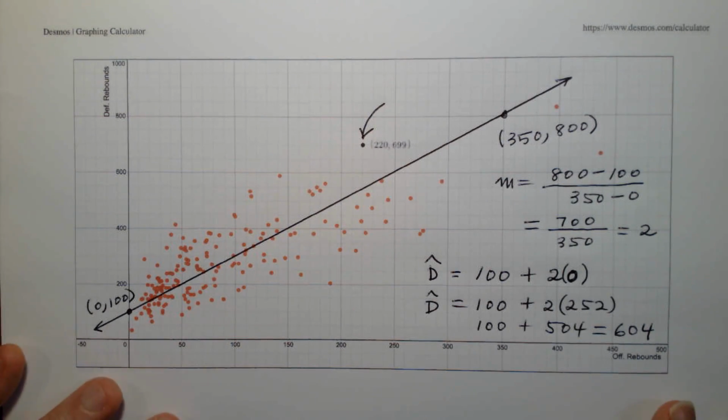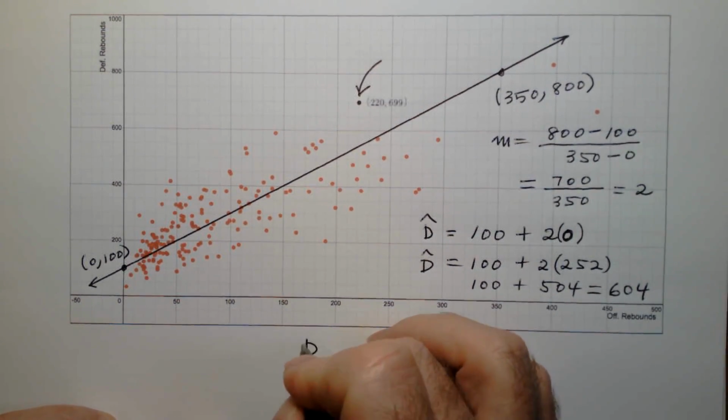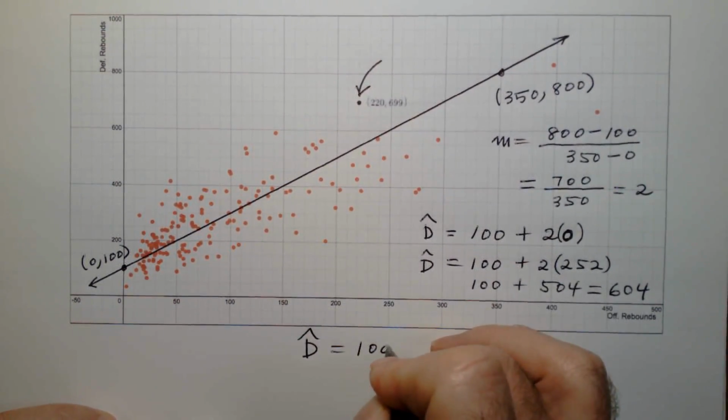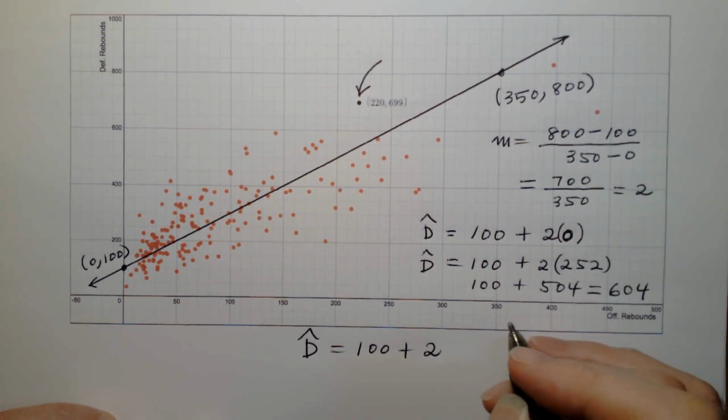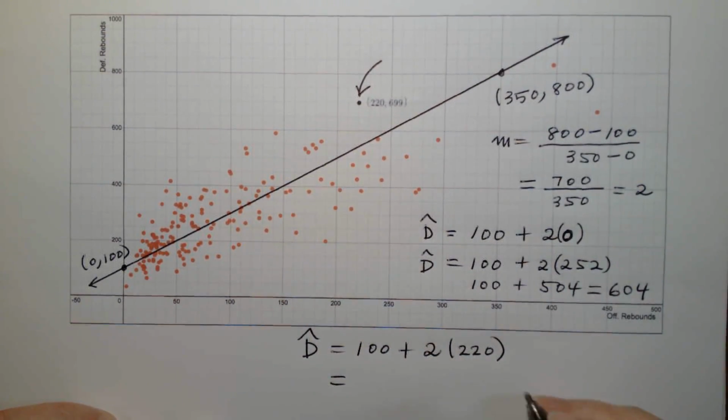So let's do that calculation. D hat in this case is going to be the 100 plus 2 times 220. And that's going to be 100 plus 440, or a predicted 540 defensive rebounds.